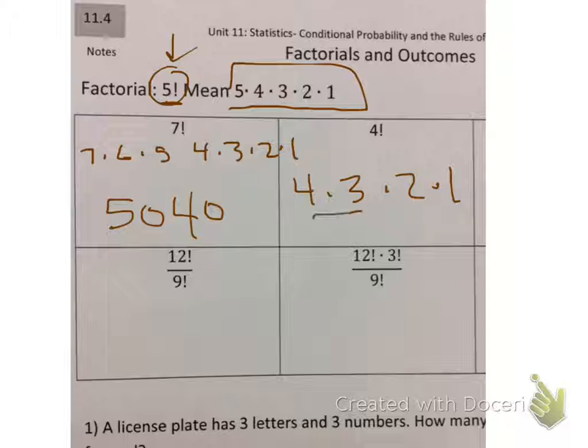4 factorial will be 4 times 3 times 2 times 1. We could do that just by that's 12 times 2, which is 24. Or you could do that on your calculator, 4 factorial, again using that probability key on your calculator and then pushing number 3 to get the exclamation point.